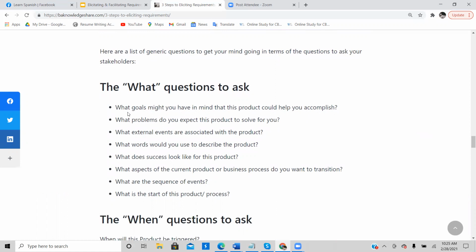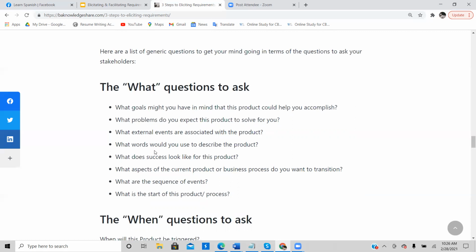The what questions to ask: what goals might you have in mind that this product would help you accomplish, right? Another one could be, what problems do you expect this product to solve for you? And these are very high level. What external events are associated with the product, right? So these could be triggers. What's triggering this online ordering system to get kicked off? In our case, it would be the customer putting in an online order.